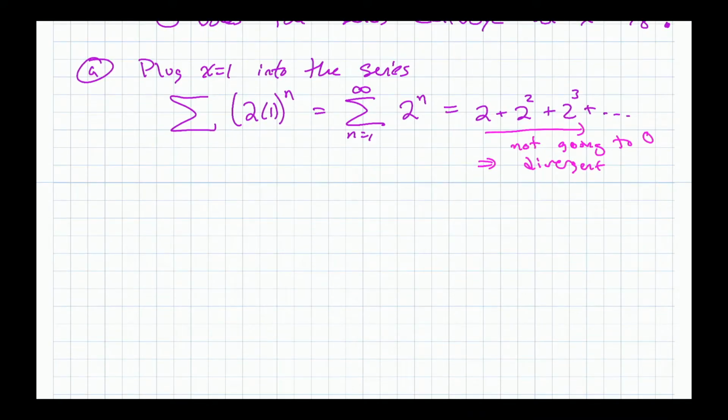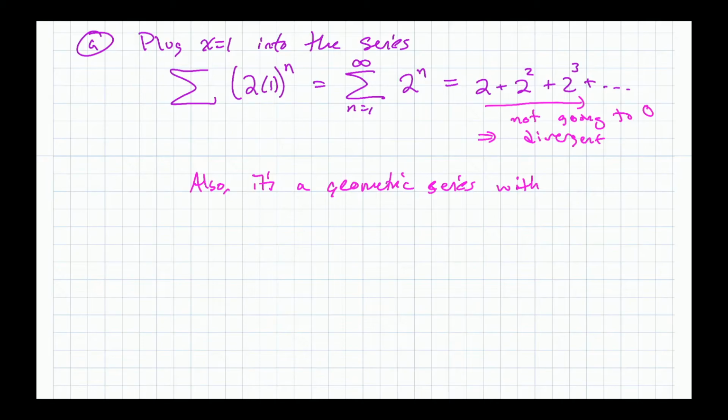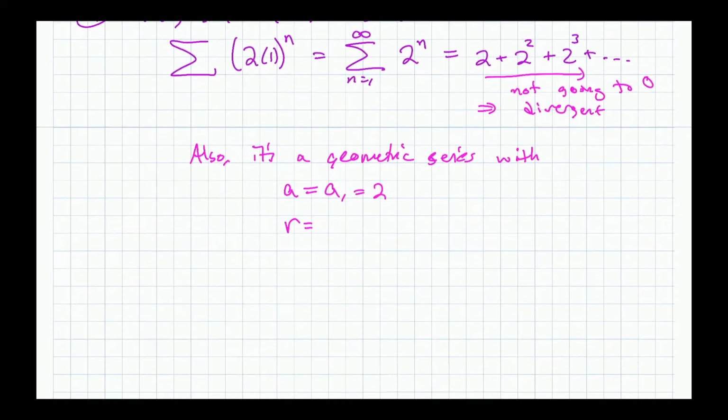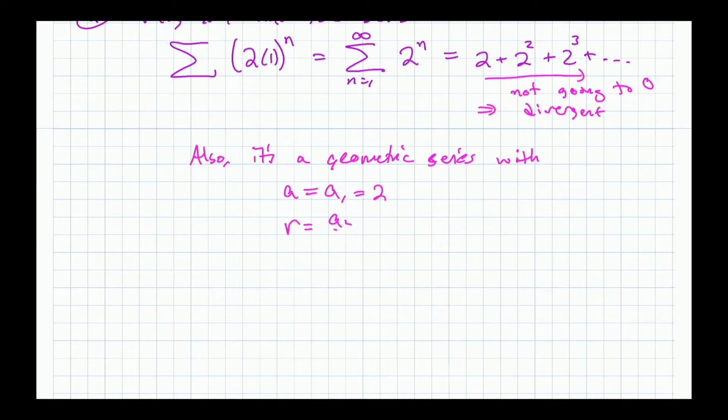Another way would be to say that this is a geometric series. And remember how to do this. When you do a geometric series, the A, not the A from the power series here, but the A from a geometric series, is just the first term. So in this case, it's 2. And the R, the common ratio, you can get just by dividing the second term by the first term. So it's 2 squared over 2, which is 2.